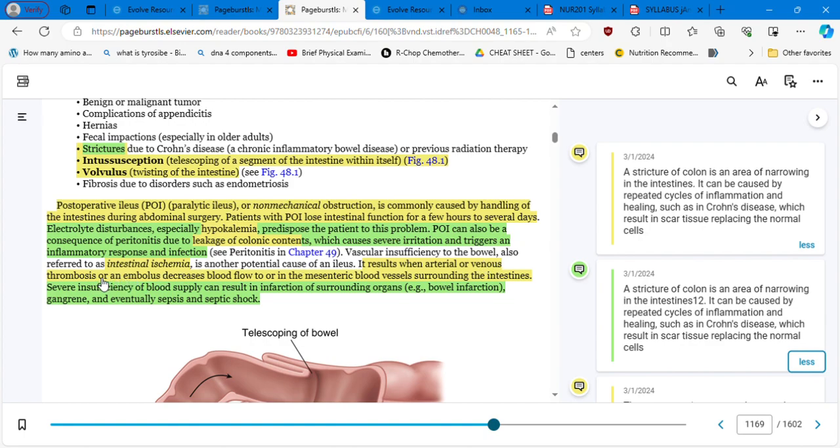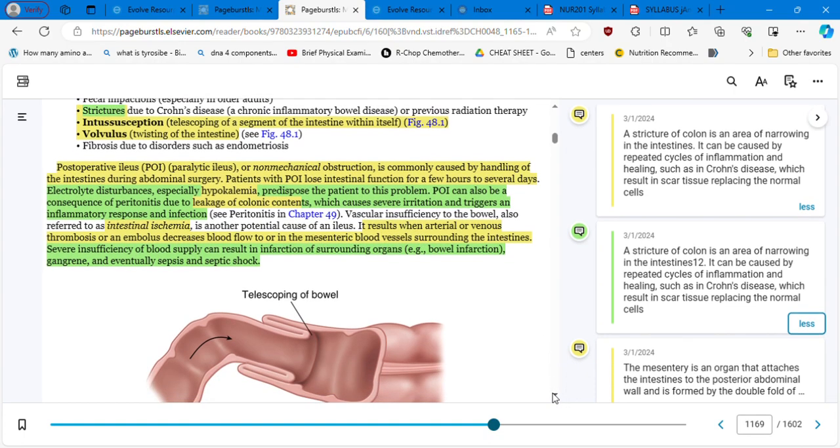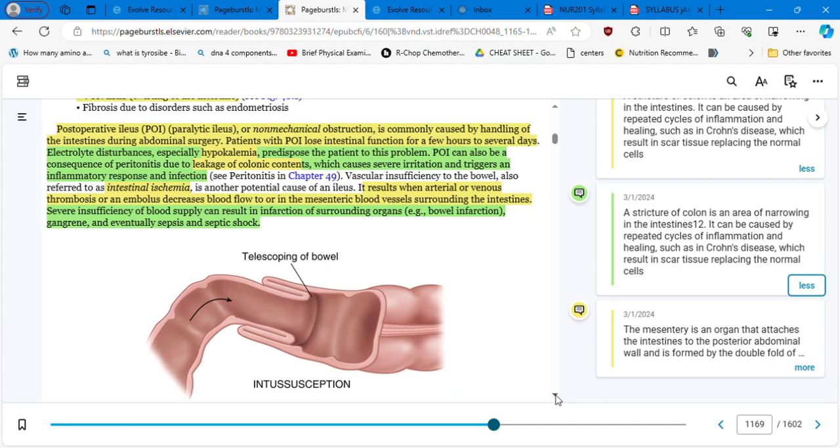Remember, I told you the abdomen carries a huge amount of vascularity, okay? So when there is intestinal ischemia, meaning lack of circulation and therefore oxygenation, it results when arterial or venous thrombosis or an embolus that could be trapped there decreases blood flow to or in the mesenteric blood vessels surrounding the tissues. Dr. Matalana, what is mesenteric?